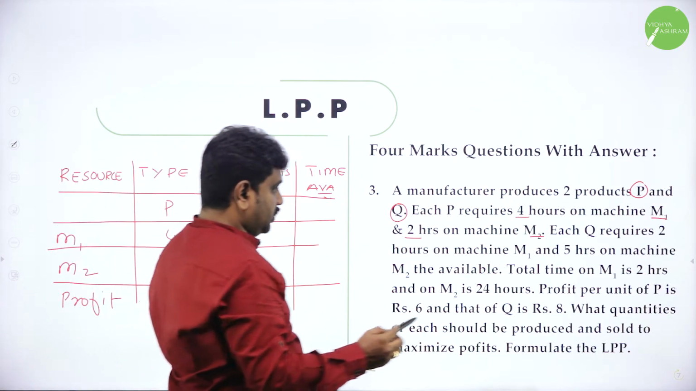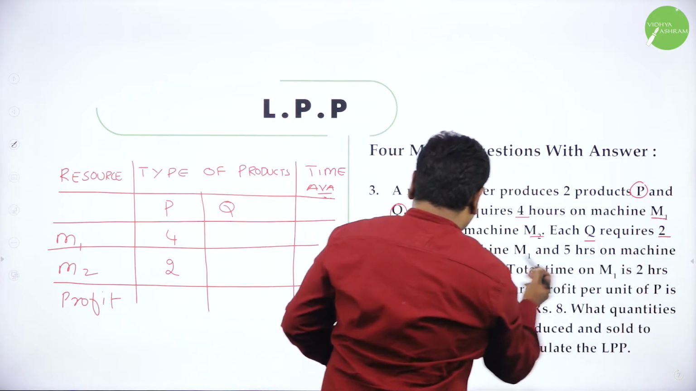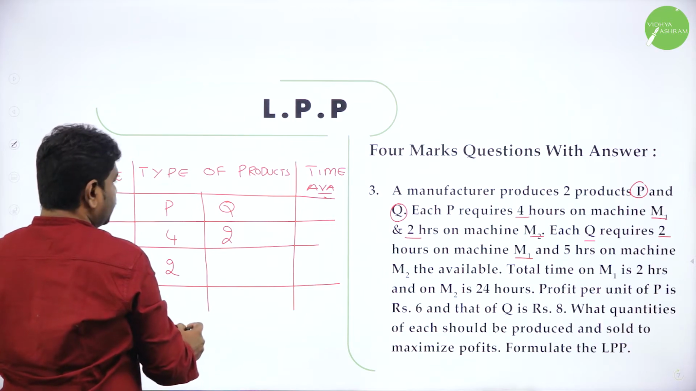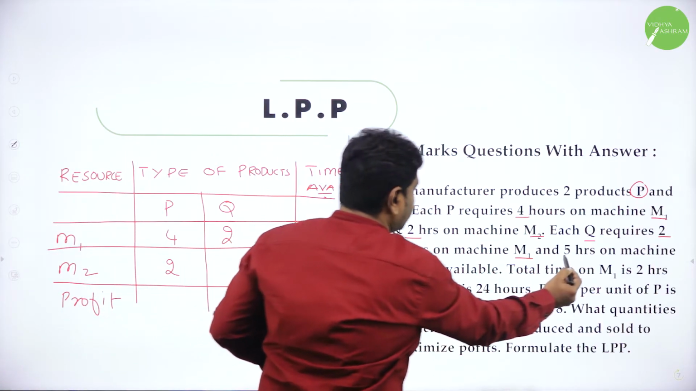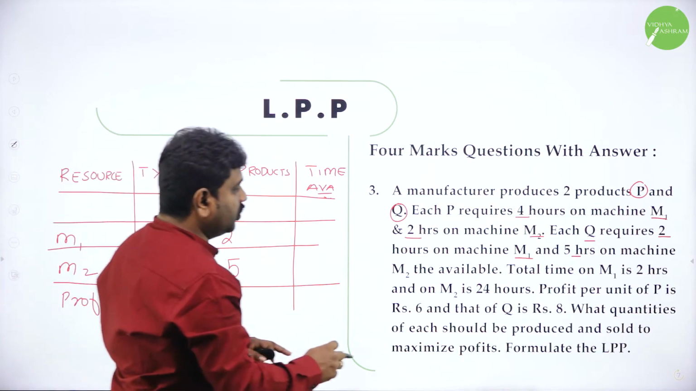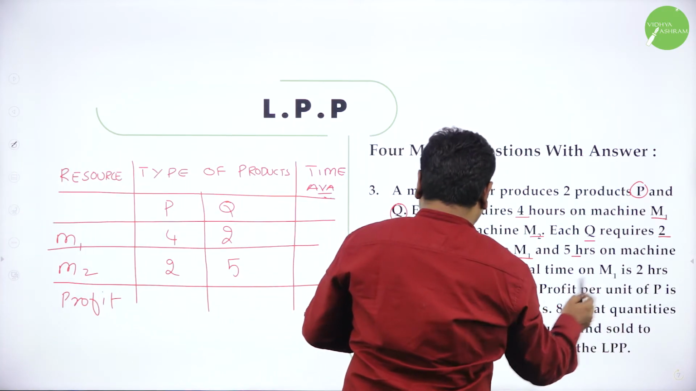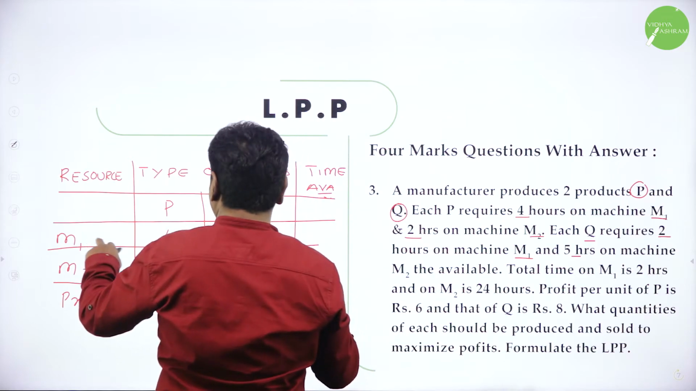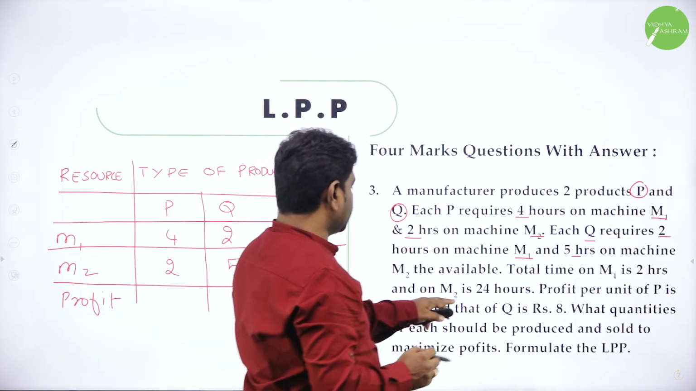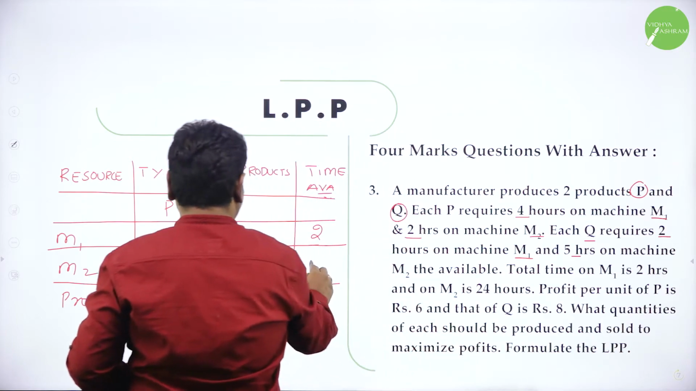Then Q requires 2 hours of M1, and the same Q requires 5 hours of M2. So 5 hours of M2. And they also told us the total time of M1 is 2 hours. So M1 you can use a maximum of 2 hours, and M2 you can use 24 hours.